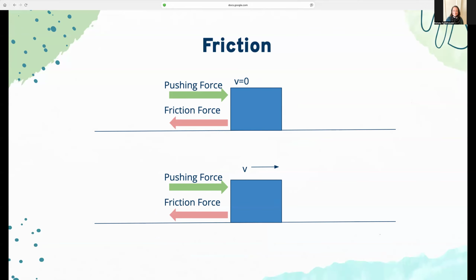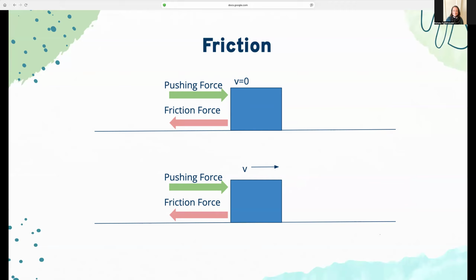So when an object is at rest, a friction force acts to prevent the motion. You have to overcome that friction in order to get an object moving. And that doesn't mean that friction goes away. It's just that you have to apply a force larger than the friction to get it moving, because there's a limit to the size of a friction force. It depends on the materials that the two surfaces are made out of. So you can overcome it.